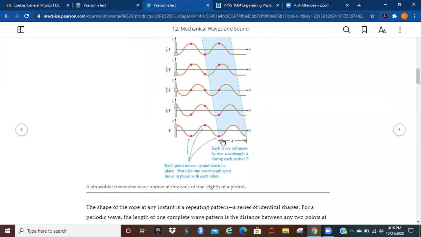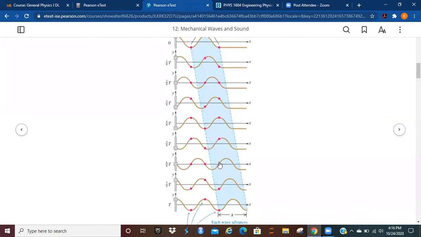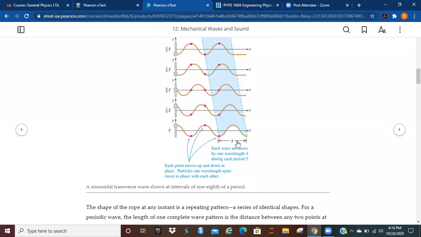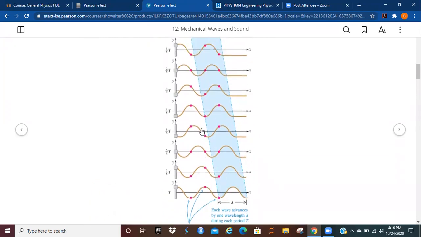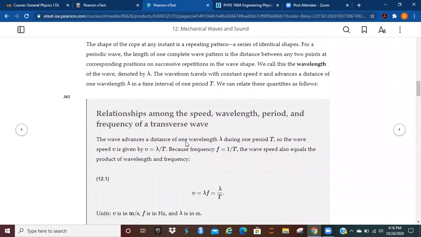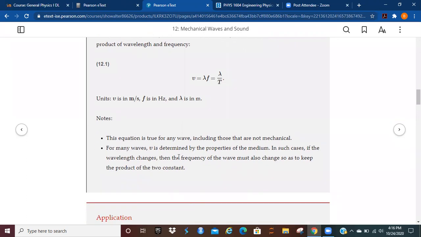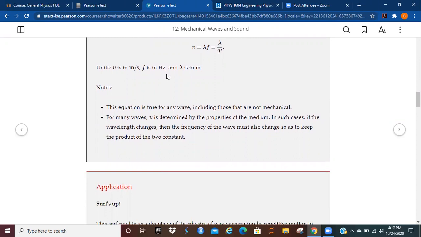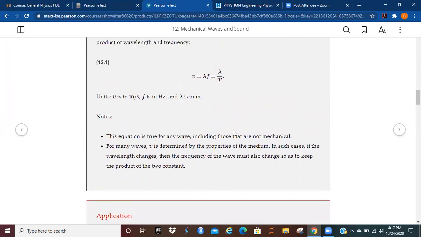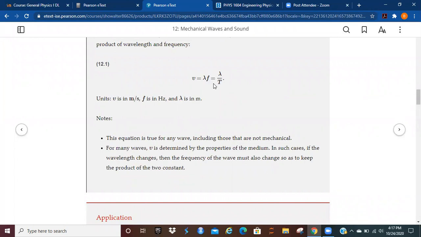And it's going to advance by a wavelength. You'll notice here you had the wavelength here, and by the time you end the period, it's going to be over here. In the meantime, all of these purple dots on the rope are going to be bouncing up and down. Again, we've seen in the summary how to summarize the speed of this particular wave. This equation right here is going to be true for any wave, including those that are not mechanical. In point of fact, we actually use this for the speed of light, which does not require a medium.